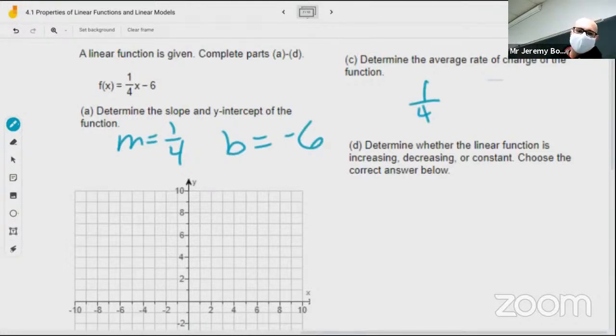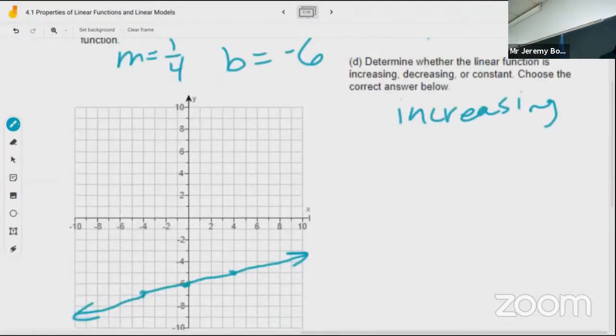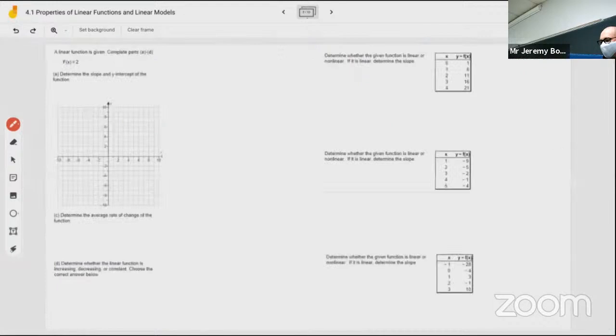And to determine whether the function is increasing, decreasing, or constant, it's a positive slope. So this one is also increasing. Now, it is increasing at a much slower rate than the other one. If you recall, the other one was something like this. That was the other line. But it's still increasing. So even though it's increasing at a slower rate, because its slope is smaller, it's still positive, so it's still increasing. Any questions on that? And one more like this.